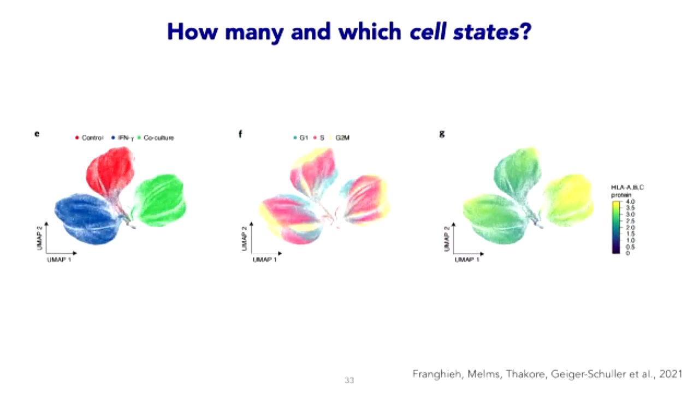Next, we can ask how many and which cell states were found. So here's an example where for the same cell type, there are 3 different states. 2 of them are activated. And within the 3 states, there are cells in the different stages of the cell cycle. So these are typical questions that come up in a single cell study in terms of the heterogeneity of cell types and cell states.